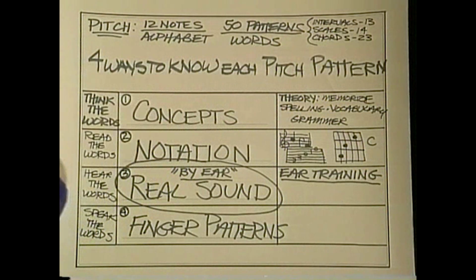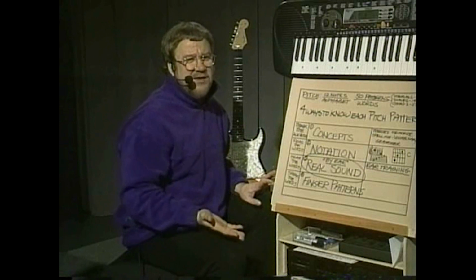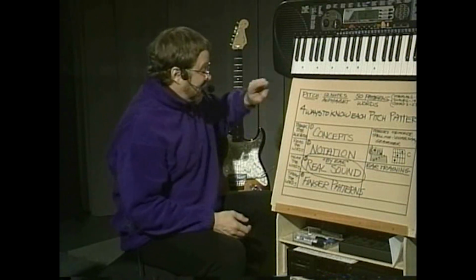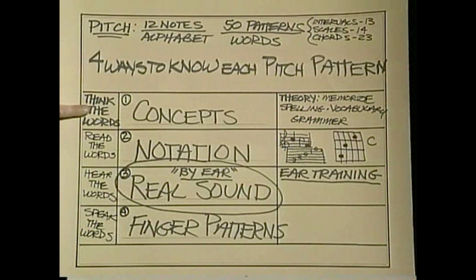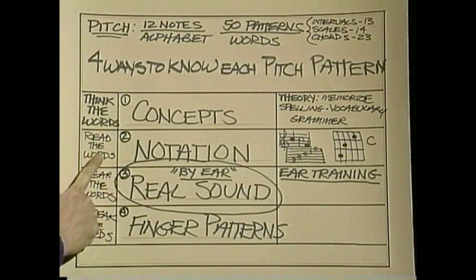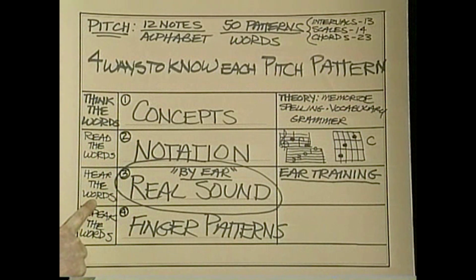And this is pretty much just like any word that you know in any language. It would work this way. If you want to claim that you know your language, first of all, you have to be able to think the words. Then you have to be able to read the words. You have to be able to hear the words, recognize them when you hear them, and ultimately you have to be able to turn around and speak the words.